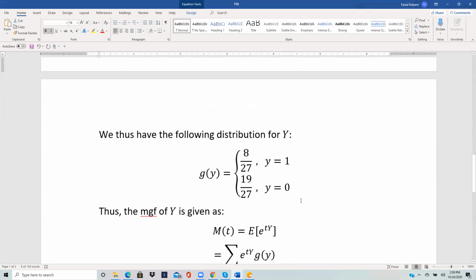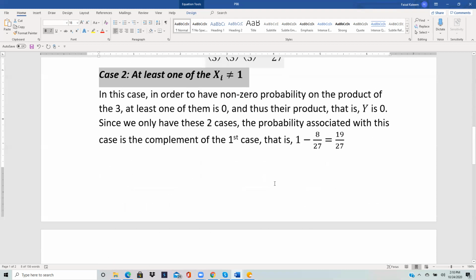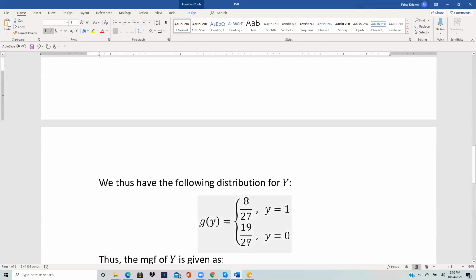And therefore the distribution of y will look like this: 8/27 for y equals 1. That was case 1. In case 2, we concluded that for having non-zero probability, at least one of them has to be 0, and therefore the product is 0, which means y is 0. So y could be 0 with probability 19/27 or 1 with probability 8/27.